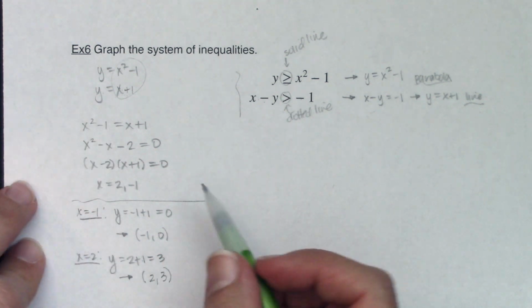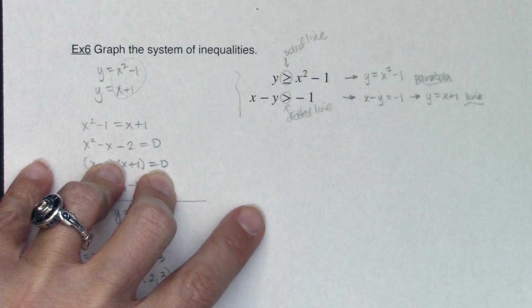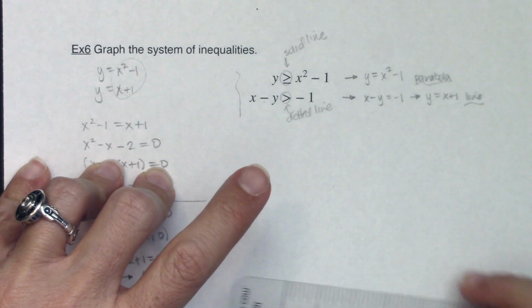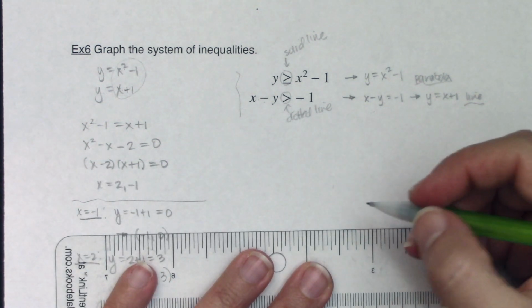Okay. So I'm going to draw my line, I'm going to draw my parabola, and then I'm going to pick some test points and figure out what my feasible region is. So let me go ahead and sketch this.